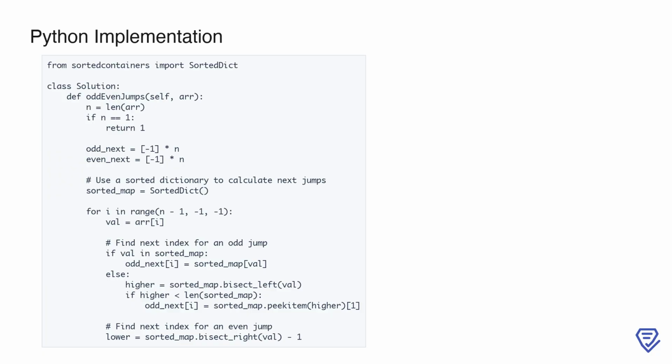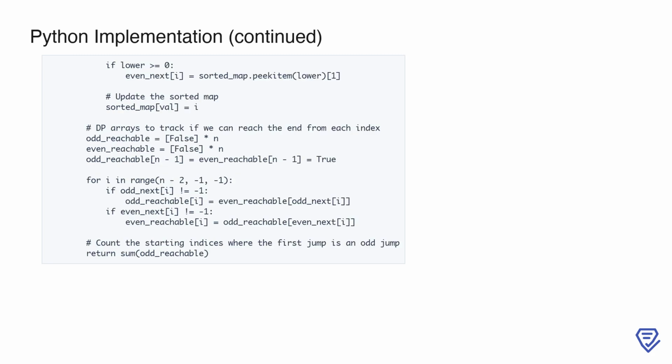To determine the next index for an odd jump, we first check if val is already present in sorted_map. If it is, we simply look up its corresponding index. If it isn't, we use the bisect_left method to find the smallest key in sorted_map that is greater than or equal to val. If such a key exists, we retrieve its corresponding index and store it in odd_next. Similarly, for even jumps, we use the bisect_right method to find the largest key in sorted_map that is less than or equal to val. The calculated index for the even jump will be stored in the even_next list.